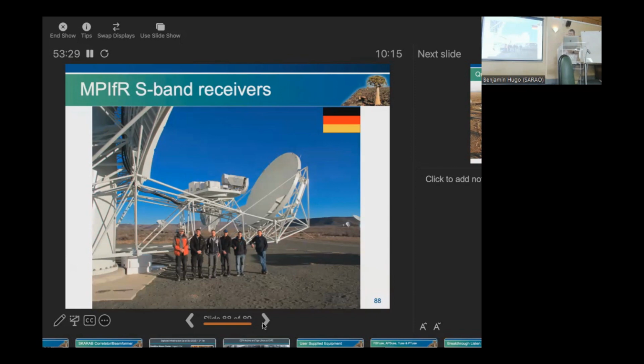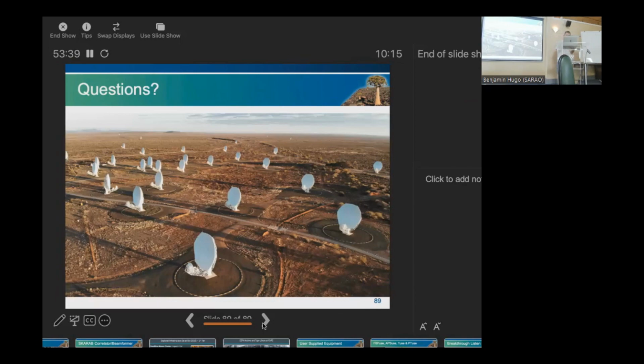Going forward now, we'll be going into MeerKAT extension. MeerKAT will be bigger. And of course, after that, we'll be looking at the SKA as well. But hopefully that gives you some idea of how MeerKAT came about and the bits and pieces that go into it. Thanks.